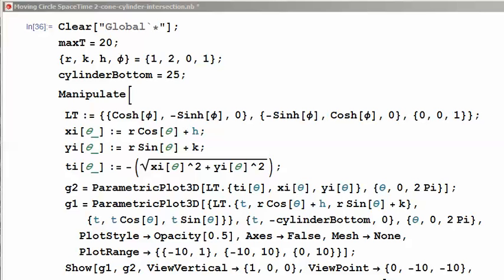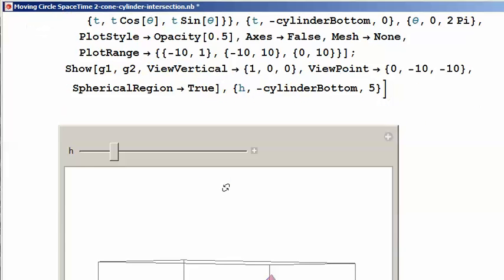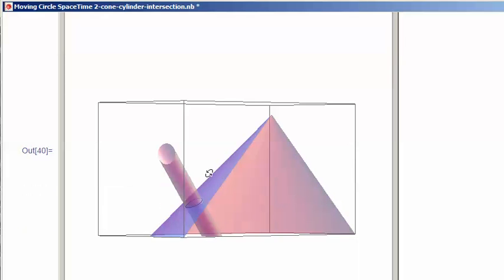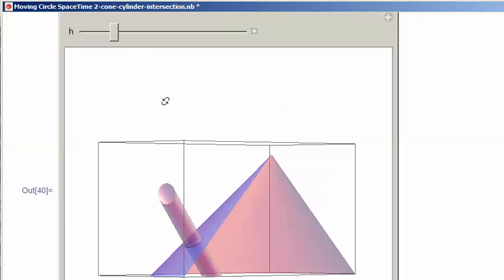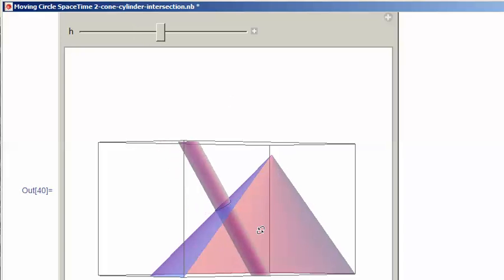I'd like to do a survey of some of the Mathematica programs that I've written involving relativity. This one's called Moving Circle Spacetime Cone Cylinder Intersections. And mainly the premise is to find the intersection of a cylinder and a cone.